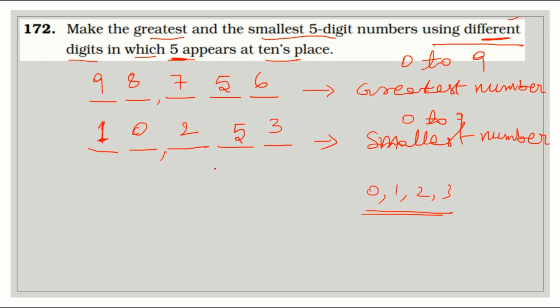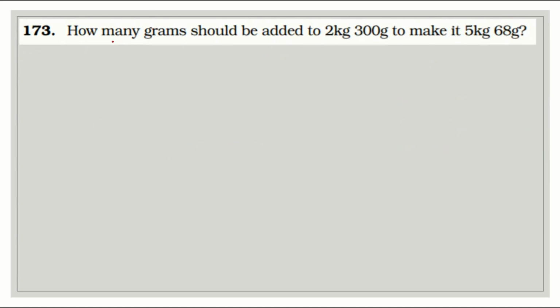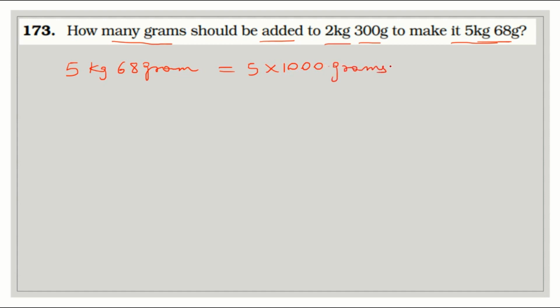Next, coming to question number 173: how many grams should be added to 2 kg 300 grams to make it 5 kg 68 grams? Students, this 5 kg 68 grams is nothing but 5 into 1000 grams plus 68 grams. It means, children, it is 5068 grams.